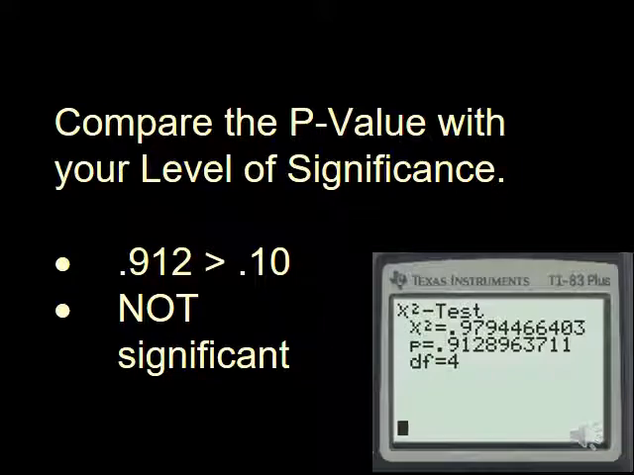We interpret this exactly the same way we did with z and t. The p-value is the probability we're wrong if we say this is significant. And this is basically saying we're going to be wrong 91% of the time. That's way too often. And it's way more than the 10% that we're willing to accept. And so that is not a significant result. Again, I compare the p-value with that alpha, that level of significance that's given in the problem. You want it to be less, but here it's more.